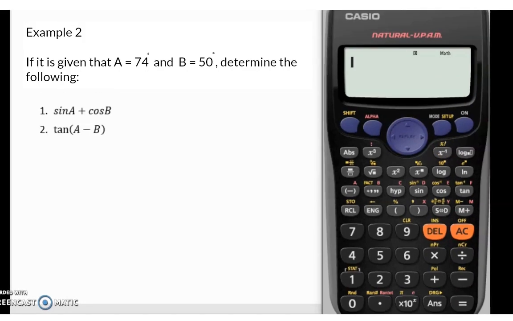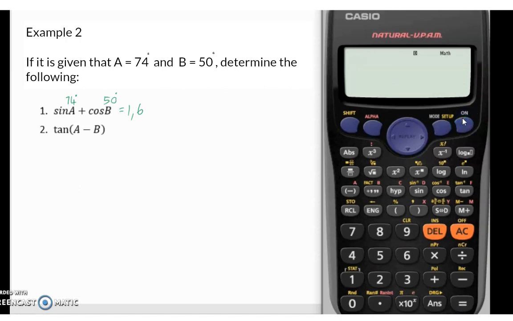Example 2. If it is given that A is 74 degrees and B 50 degrees, determine the following. In the first question, we need to get the sum of two ratios. So we start off with our sin ratio, and this will be sin of 74 degrees. And now it is very important to close the bracket before you add the cos ratio. So we plus cos, and B is 50 degrees. And then we close the bracket and press equal to get our answer of 1,6.